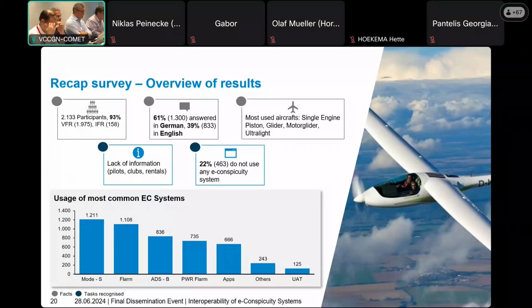from pilots, clubs, rentals; they are not very well informed. And what we learned there was that 22% of the users are not using any system, which is an alarmingly high number. And there were also some interesting facts. The pilots want to have this interoperability of their systems, and they would accept even higher costs, even higher investments for the right equipment. We got about 2,000 comments in this survey about the systems and the usage, and we got a very good overview of the current situation. You can look up the detailed survey report on our project website.